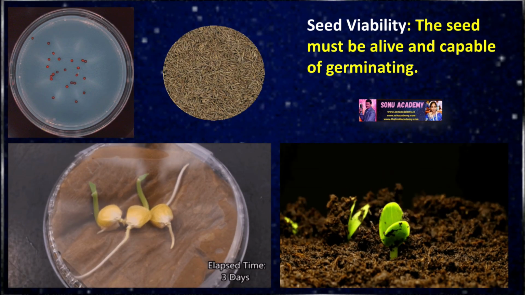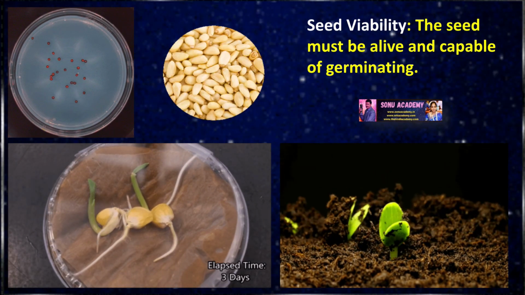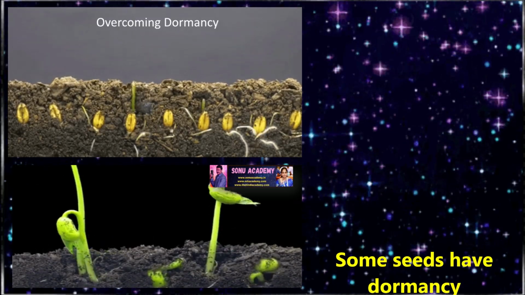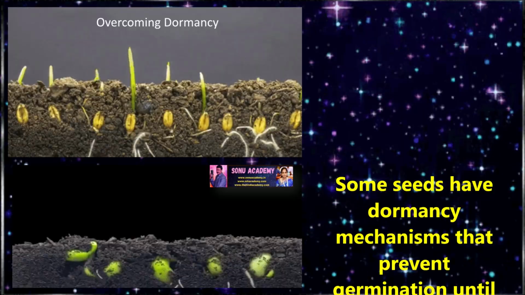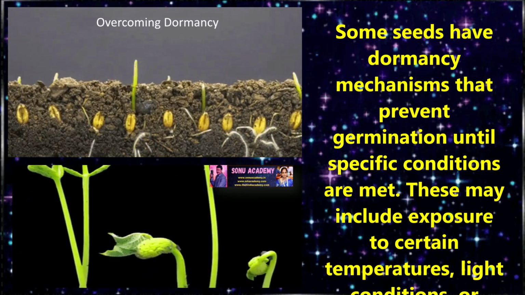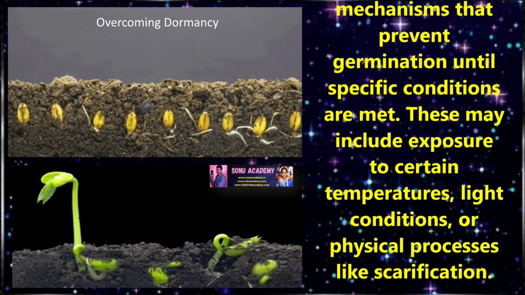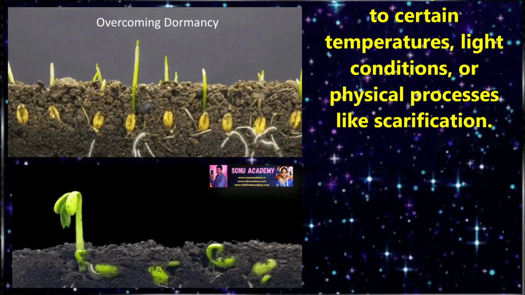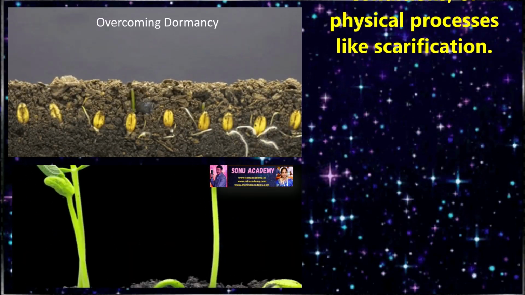Children, let us discuss the conditions necessary for germination. First, seed availability. The seed must be alive and capable of germinating. Second one is overcoming dormancy. Some seeds have dormancy mechanisms that prevent germination until specific conditions are met. This may include exposure to certain temperatures, light conditions, or physical processes like scarification.